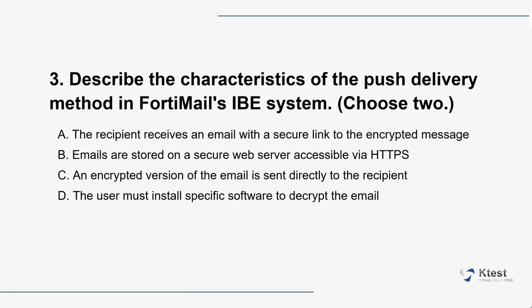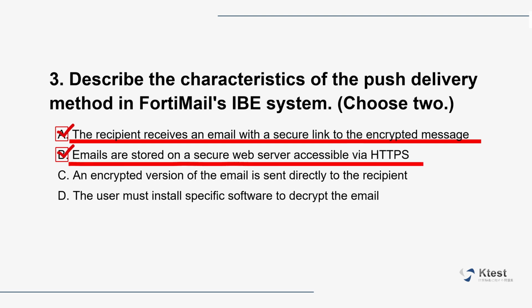So, the correct answers are: the recipient gets an email with a secure link. They click the link and get sent to a secure site to read the message. It's like sending a safe directly to someone's inbox. The encrypted emails aren't just floating around. They're stored securely on a web server that can only be accessed through a secure connection.